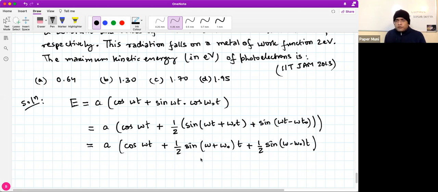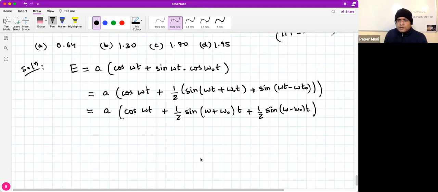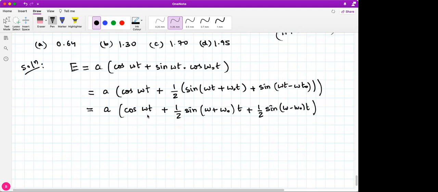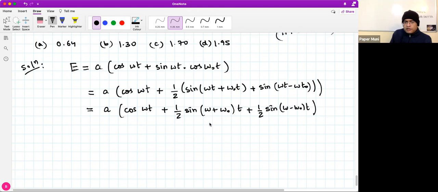So now tell me how many frequencies are there. You have three frequencies. Yes, three. One wave is this one. This is one radiation, this is another radiation of another frequency, and this is another radiation of another frequency. So we have three frequencies here. One is omega, the other one is omega plus omega naught, and the third one is omega minus omega naught.